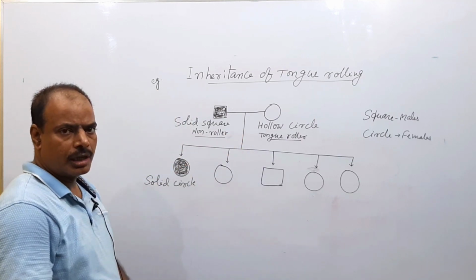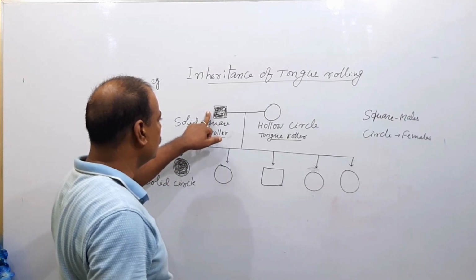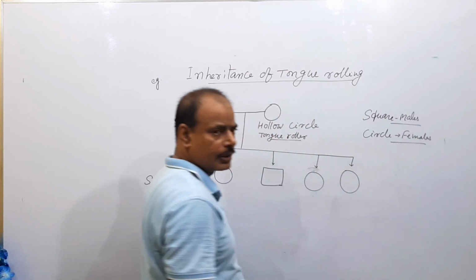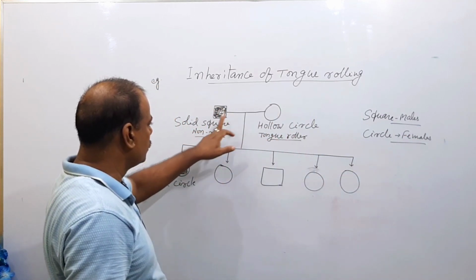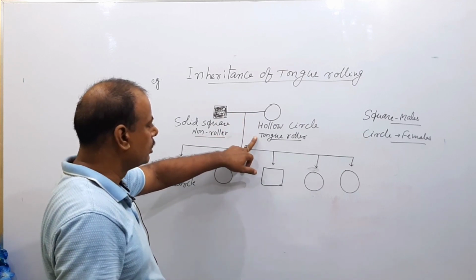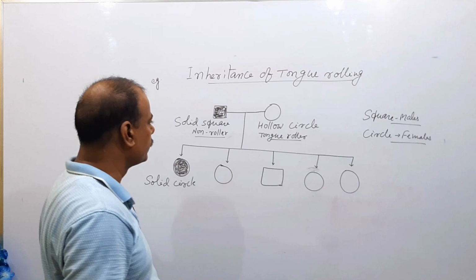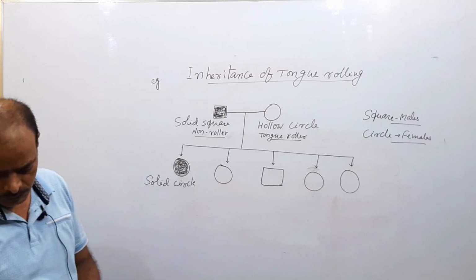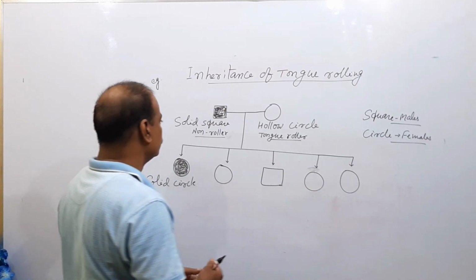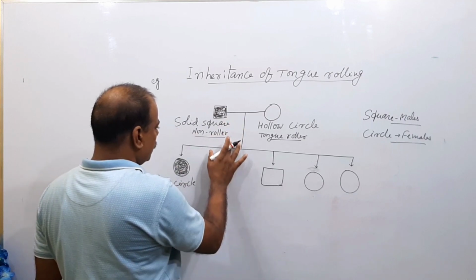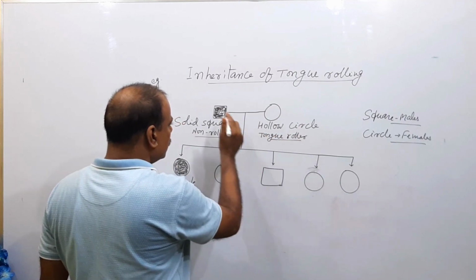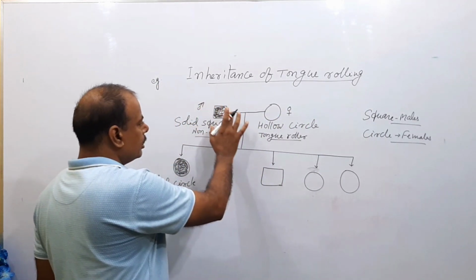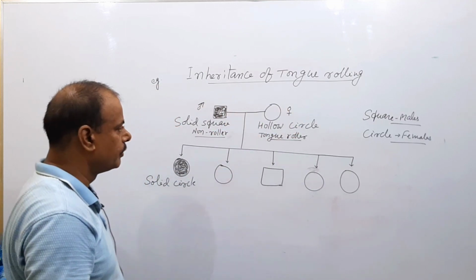So here we are taking an example of inheritance of tongue rolling. The square shows the males and the circle shows the females. Solid square shows non-roller, hollow circle tongue roller. Here, solid square non-roller, hollow circle non-roller. Suppose here it is male and this one is female. You can say it is father and she is mother.